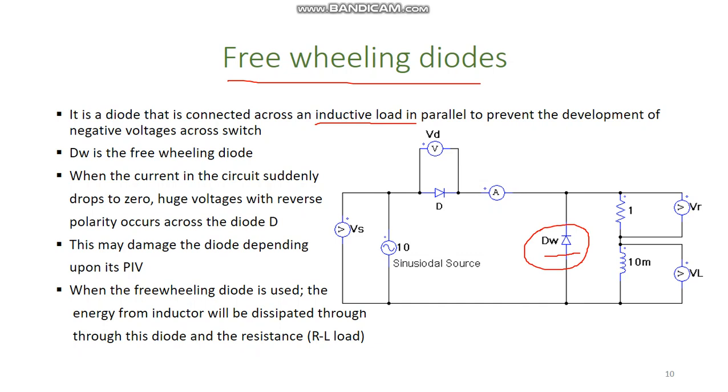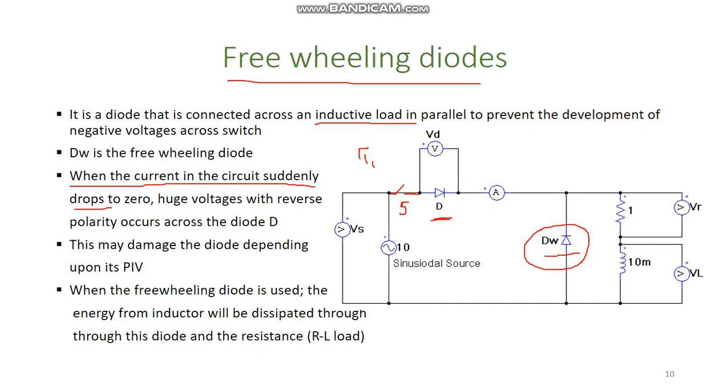When the current in the circuit suddenly drops to 0, this may be because this diode D has gone into the reverse biasing condition, or let us consider that I have some switch S in series here that I opened at time instant, let's say, t1. Due to this, the current in our circuit will suddenly drop to 0. But what will happen with this sudden change in the current? Huge voltages with reverse polarity will appear across the diode D.